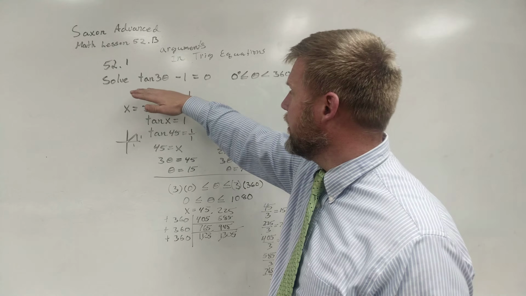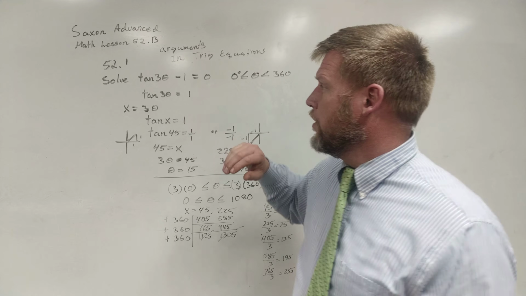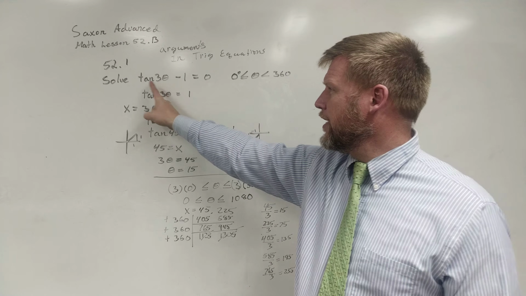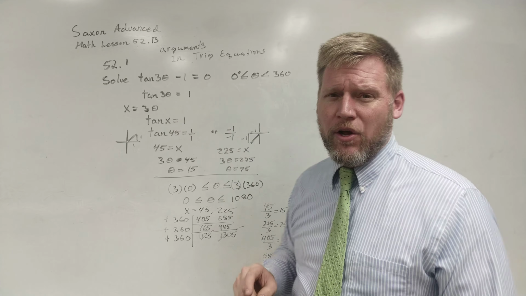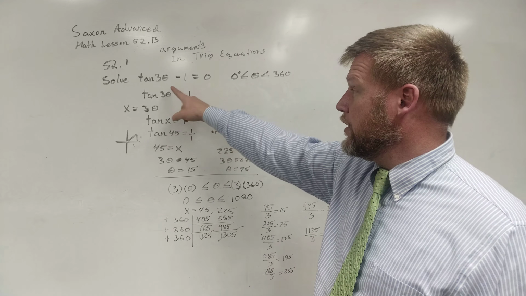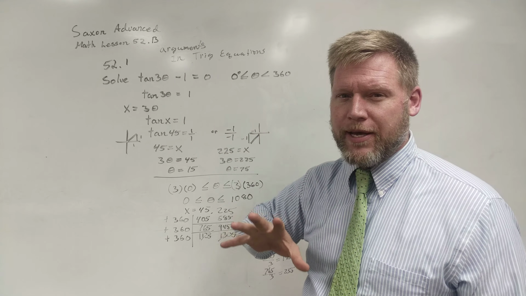They want us to solve the tangent of 3 theta minus 1 equals 0. Now, this is what's new. This little 3 sitting in here. If they just said tangent of theta minus 1, we feel pretty good about that and we know what to do. But this one has that 3 theta in here. So we're going to go ahead and treat it like it's not there to begin with.